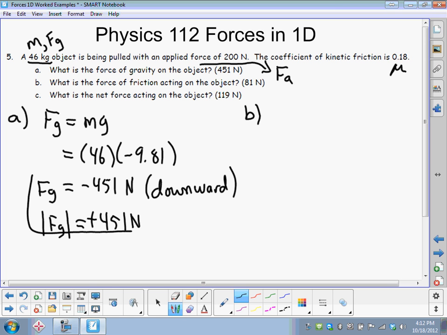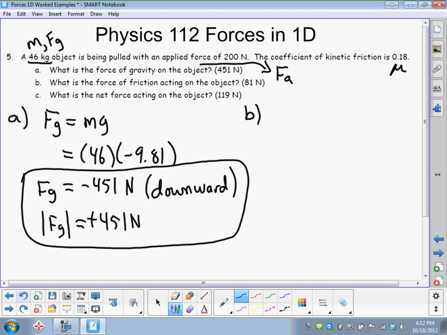And for B, B is asking what is the force of friction acting on the object. Okay, so force of friction equals what? Well, we're given our coefficient and you calculated force of gravity. Remember that the force of gravity is equal to, in magnitude, the normal force. So since we know now what the normal force is, 451, we can figure out what the force of friction is with our coefficient.